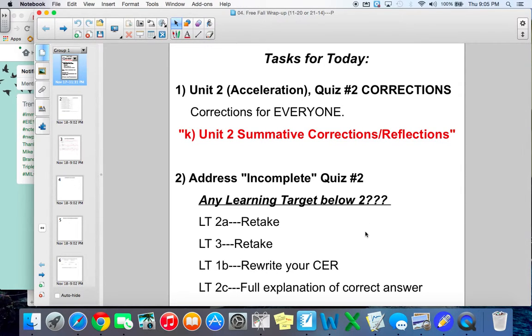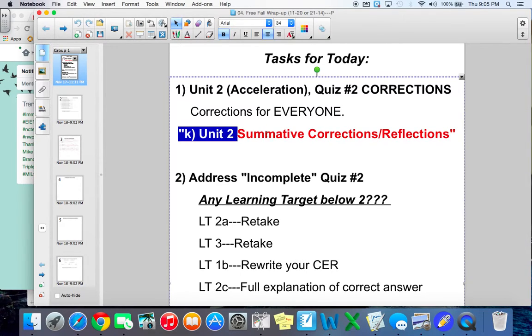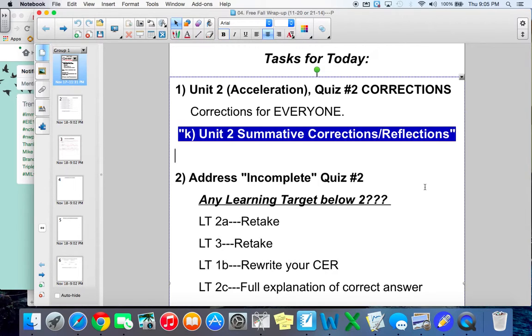First of all, if you've not finished your quiz corrections, I'd like you to finish those up. So please make sure you have your tests. You're going to be working on K under the Unit 2 handouts. Make sure you have all your corrections done. You've done your reflections. Work through those things.